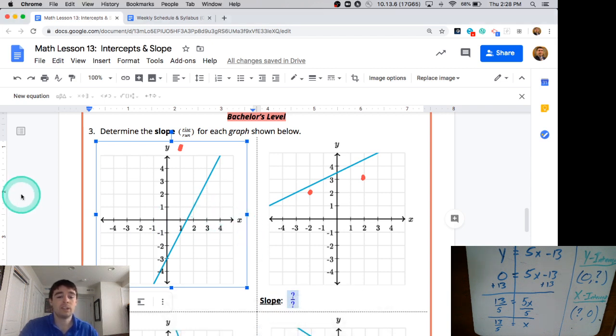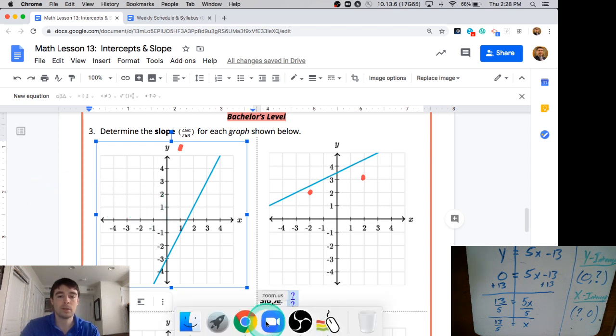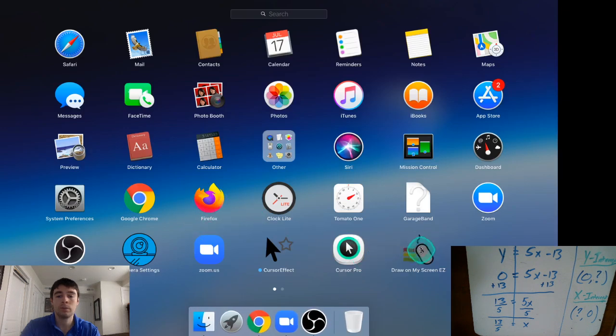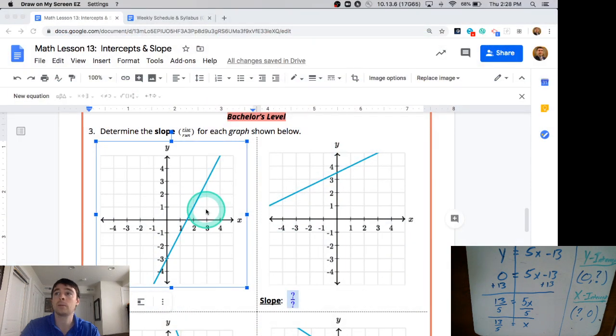So for every single slope graph that we're going to do, you're going to need 2 data points to measure your slope. I'm having a little issue with my screen tool, so give me 1 second to relaunch that so I can hopefully put dots on this graph and mark it up.